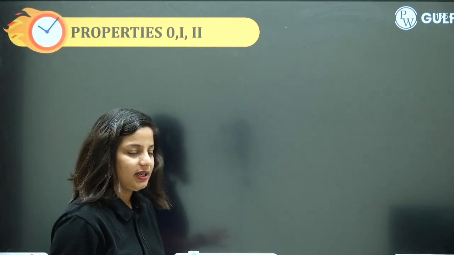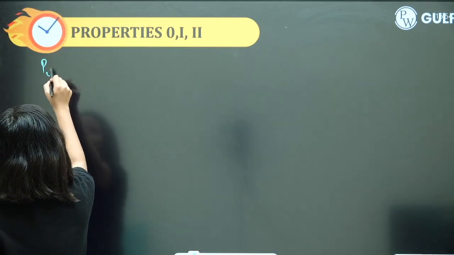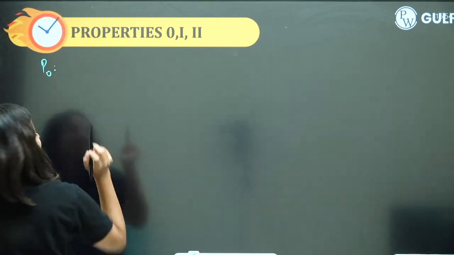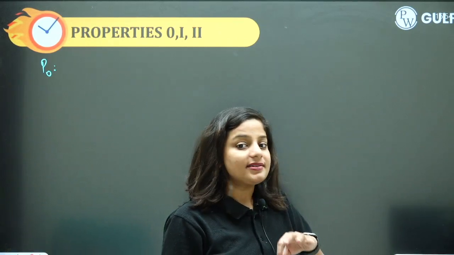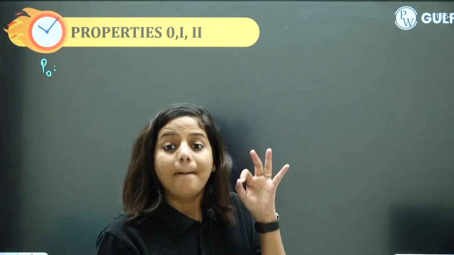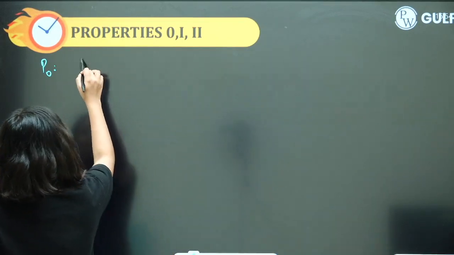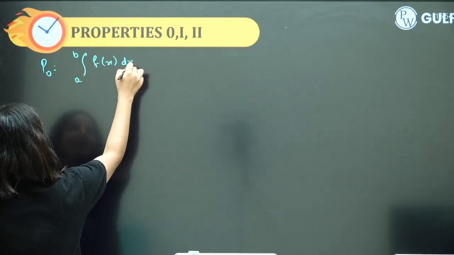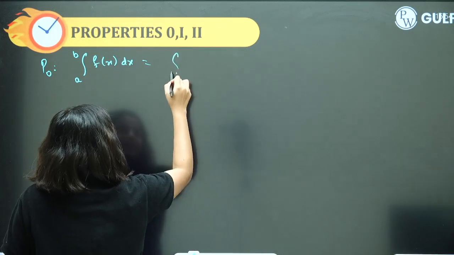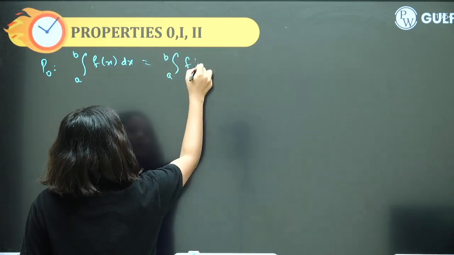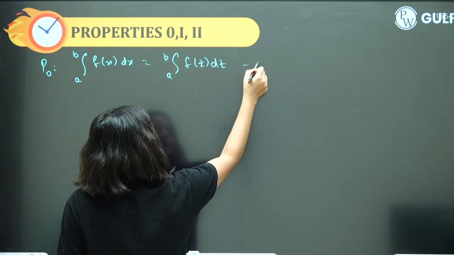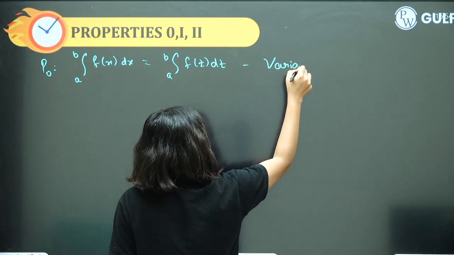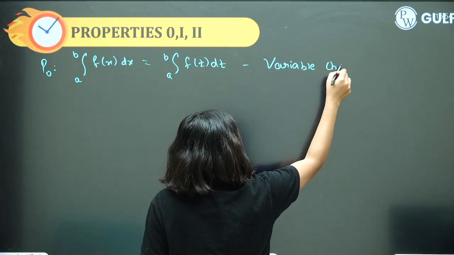The first property is P0. I'll give some keywords also. These keywords are not there in the textbook, but it will help you remember whenever the reference is taken. P0 property is the most Puddu property. Integral a to b f of x dx is integral a to b f of t dt. All I am doing is I am changing the variable. Am I changing the limit? No.